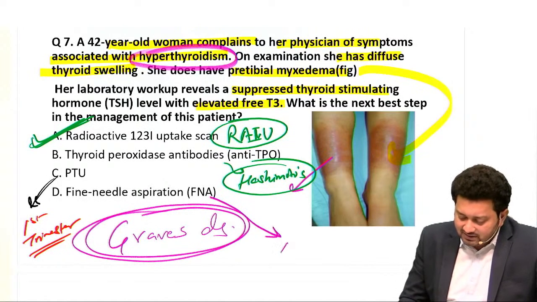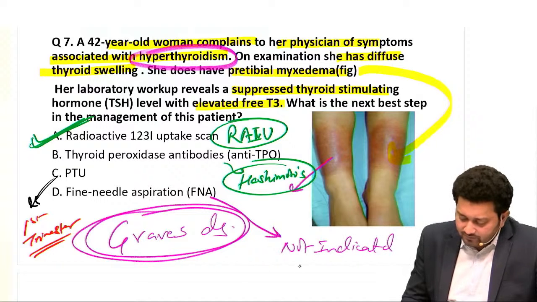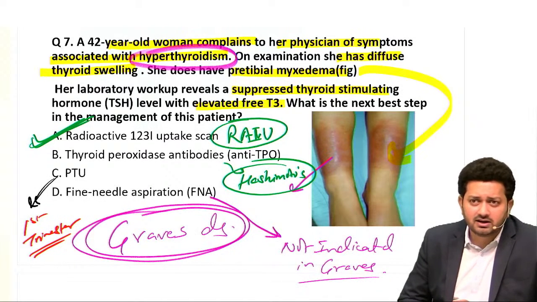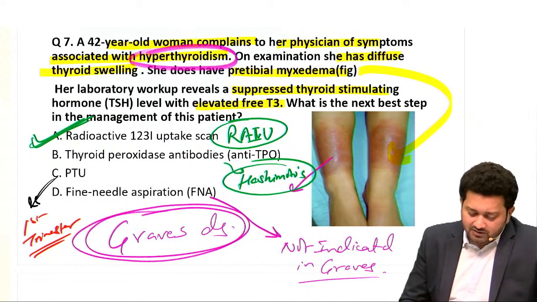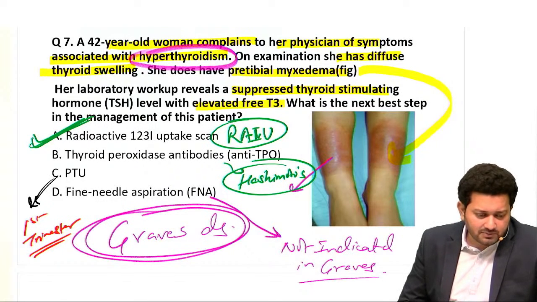FNAC is not indicated in Graves. This has already been asked in the NEET exam. FNAC is not indicated in Graves. So that's why the answer is A. If Umesh, you were asking why not option C, I guess I have just explained why not C.